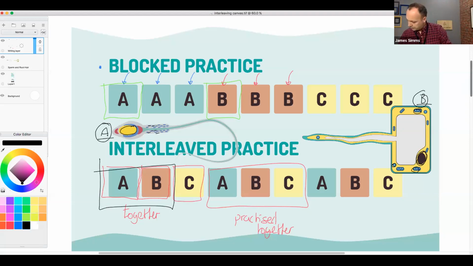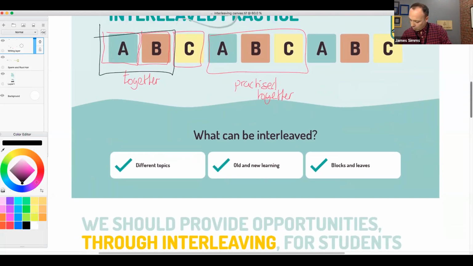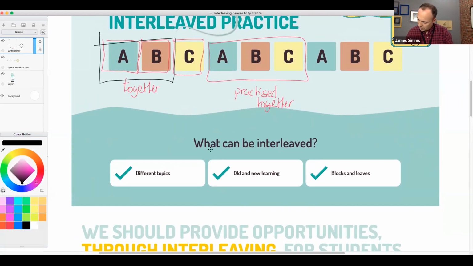Okay. Now, equally, you could teach them completely in blocks and simply practice them together. That also brings the interleaving advantage, which I'll talk about in a second. Now, before we jump out of this mode, what I do want to do is think about what can be interleaved. So I think this is a really crucial question. What should we even be considering when it comes to interleaving?